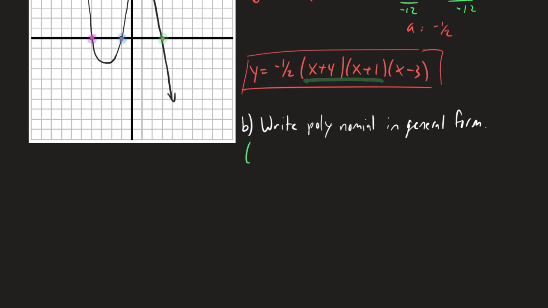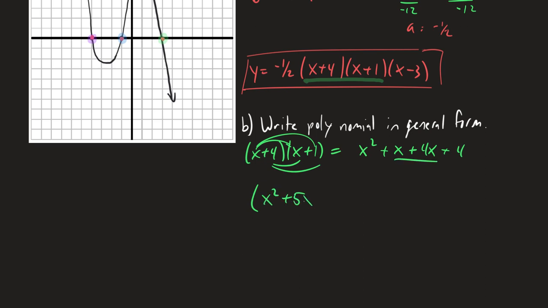So I'm going to take x plus 4 times x plus 1, and we've done that many times. X times x is x squared, and x times 1 is 1x, and 4 times x is 4x, and 4 times 1 is 4. So that gives me x squared, and then we got some like terms here, plus 5x plus 4. And then the x minus 3 comes down, and -1/2 comes down.